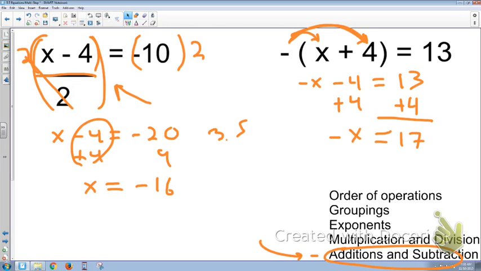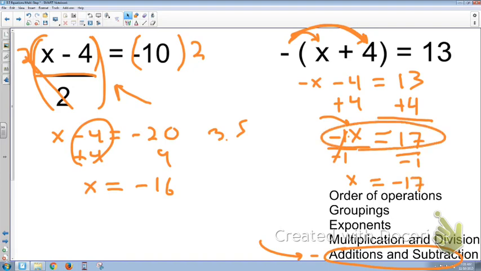So remember, if an x has a negative with it, it's not yet alone. In order to undo that negative, you can think of it as being multiplied by a negative 1, and to undo that, we're going to divide both sides by a negative 1. So that means x is equal to a negative 17, which makes sense. If the negative x is equal to 17, then the opposite of that negative x, which is a positive x, is equal to the opposite of 17, which is a negative 17.